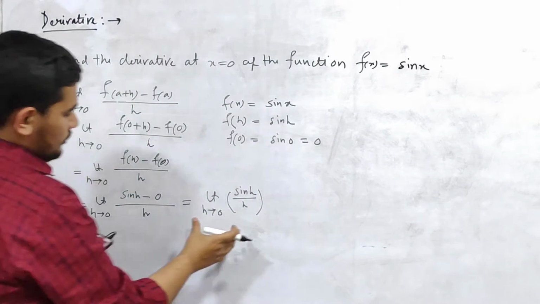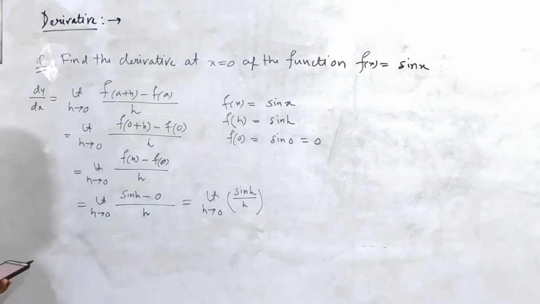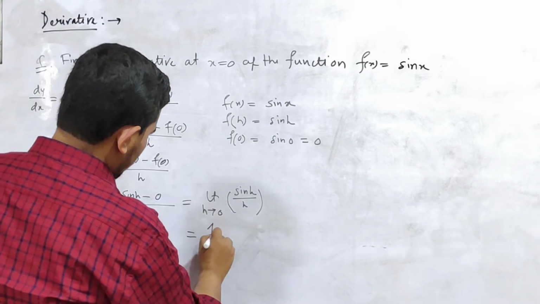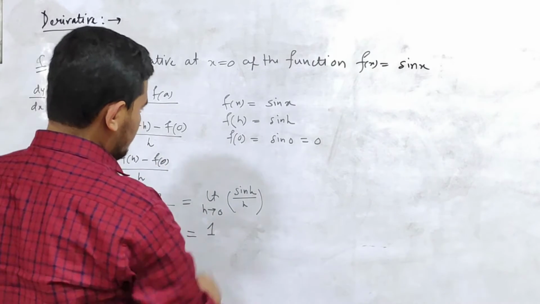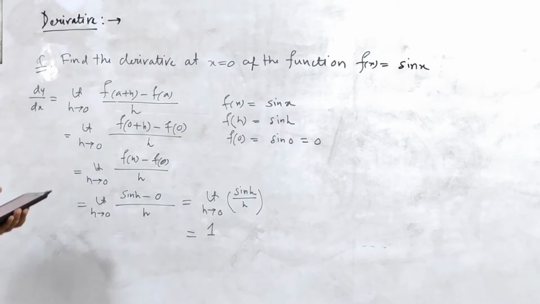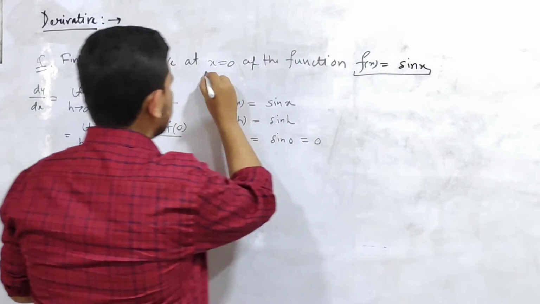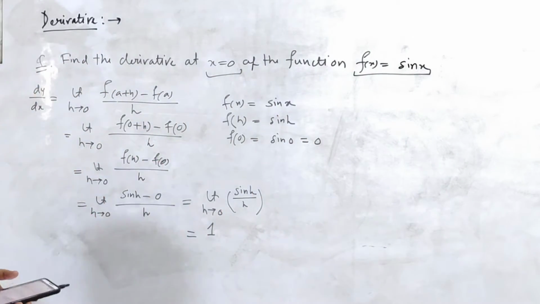This is a formula we already discussed in the chapter limit, and this value will always be equal to 1. So the derivative of this function at x equal to 0 will have value 1.